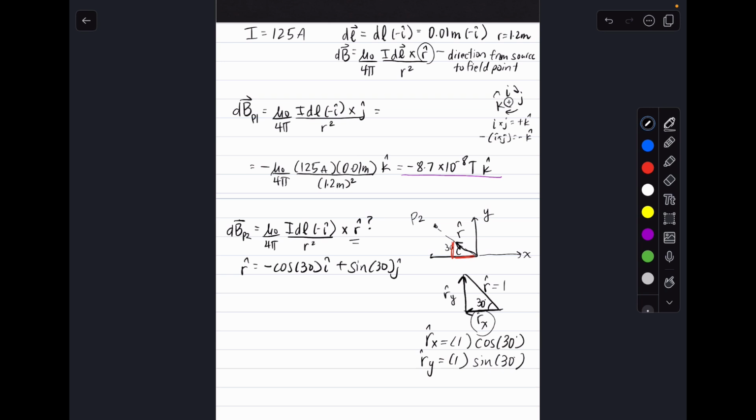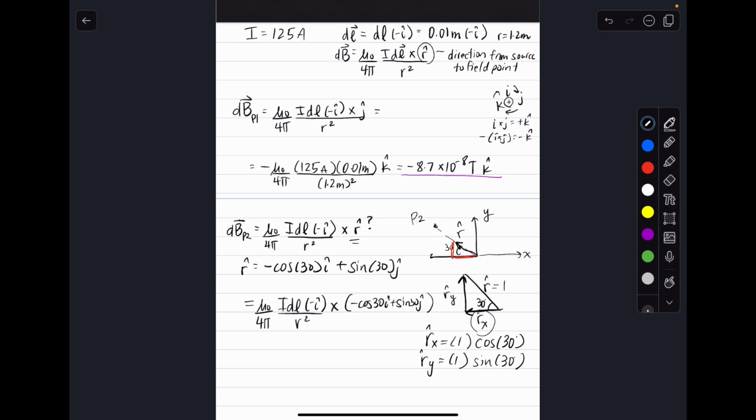R hat has a negative X component, positive Y component, okay? And it's time to plug all that in and perform the cross product. So let's do that. So we're going to have our mu naught over 4 pi I dl in the negative I hat over R squared. We're going to cross that with negative cosine 30 I plus sine 30 J.